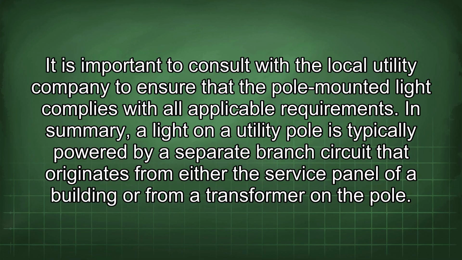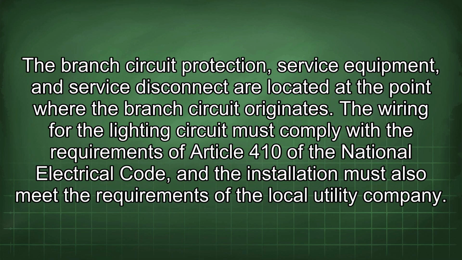In summary, a light on a utility pole is typically powered by a separate branch circuit that originates from either the service panel of a building or from a transformer on the pole. The branch circuit protection, service equipment, and service disconnect are located at the point where the branch circuit originates. The wiring for the lighting circuit must comply with the requirements of Article 410 of the National Electrical Code, and the installation must also meet the requirements of the local utility company.